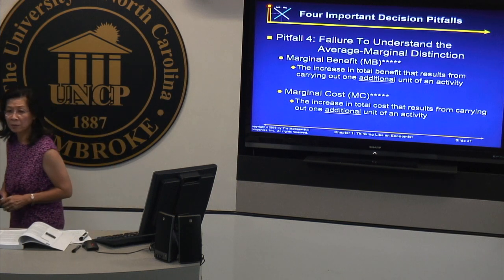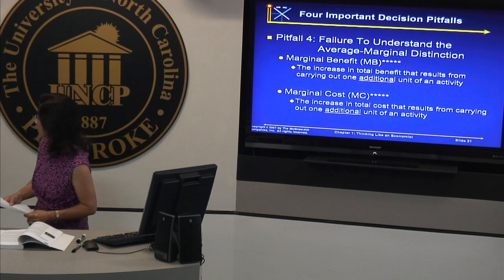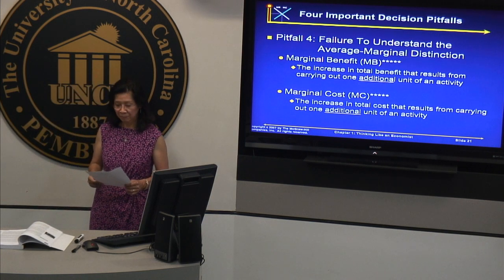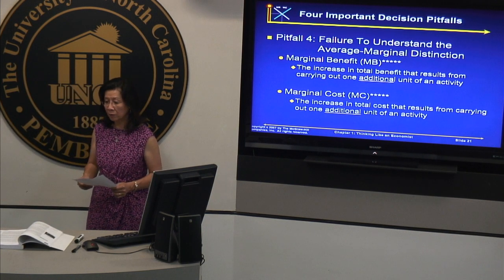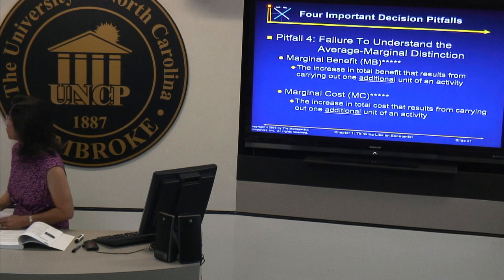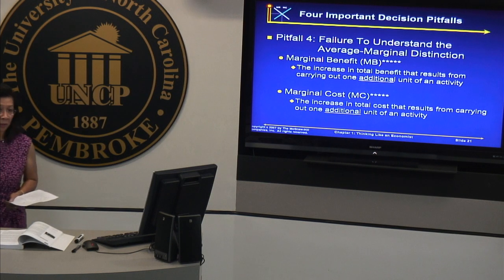Could I get a volunteer to read marginal cost and another one to read marginal benefit? Marginal cost is the increase in total cost that results from carrying out one additional unit of an activity. Read the next one. The marginal benefit is the increase in total benefit that results from carrying out one additional unit of an activity. Okay, thank you, Haley. See, I underlined the word additional. This means extra. So that's what marginal means, extra.